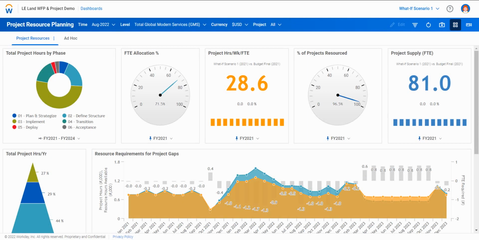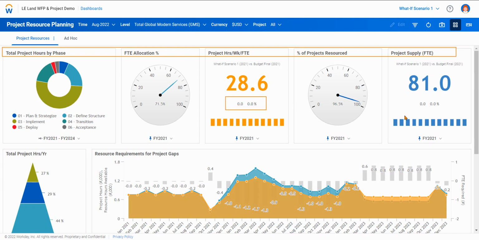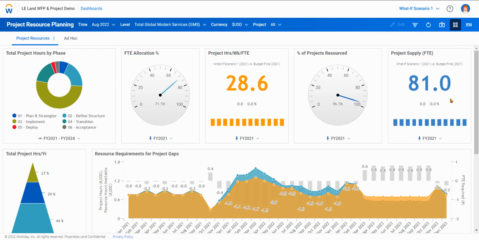We have all heard the saying, a picture tells 1,000 words. So why not leverage Workday Adaptive Planning active dashboards for project resource supply and demand planning? You can easily configure project resource KPIs that are unique to your organization and dynamically update when you make changes to your demand and supply drivers. Embedding variance analysis calculations allow you to see the impact of your plan changes in real time.